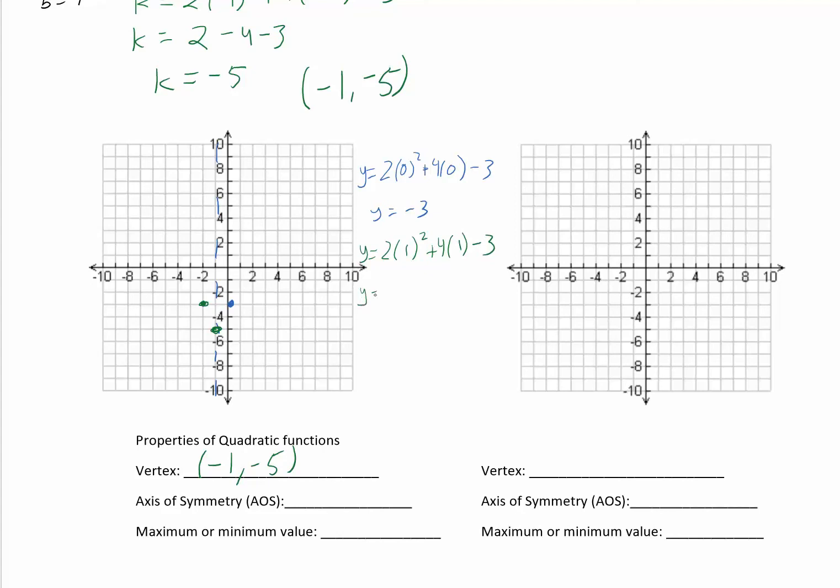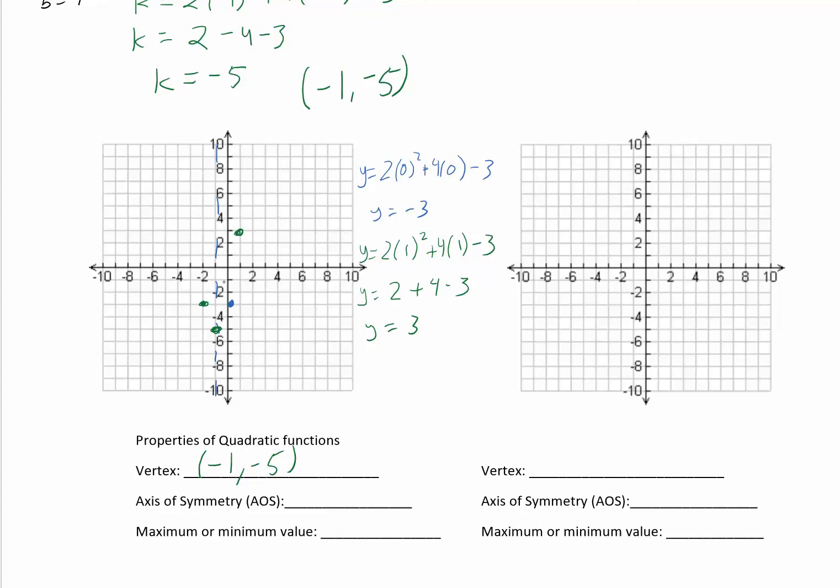So when I simplify, 1 squared is 1, times 2 gives me 2. 4 times 1 is a positive 4, minus 3. So when I simplify all this together, I get 2 plus 4 is 6, minus 3 will give me 3. So when x is 1, y is 3. So that point is right here.